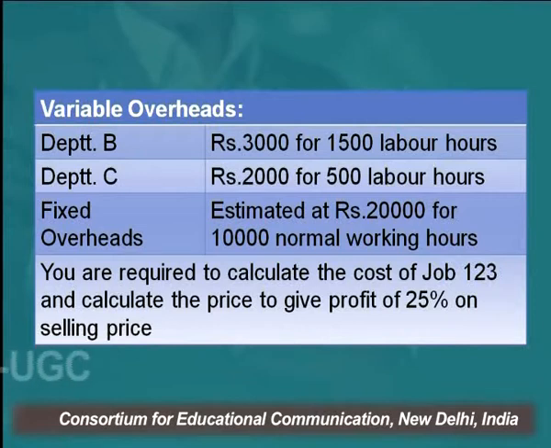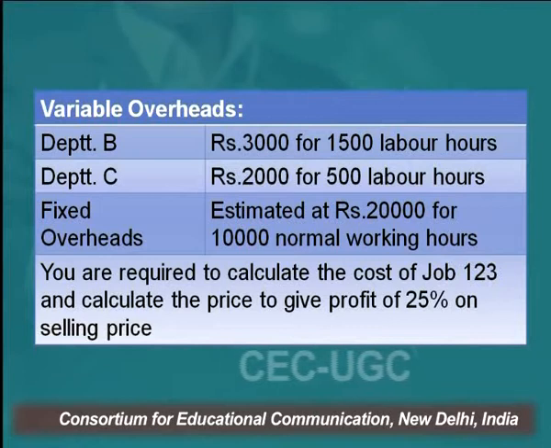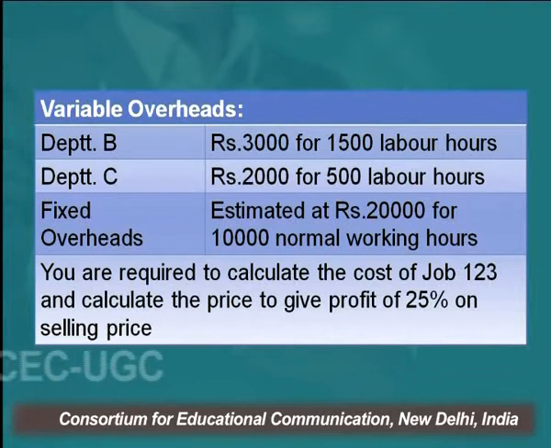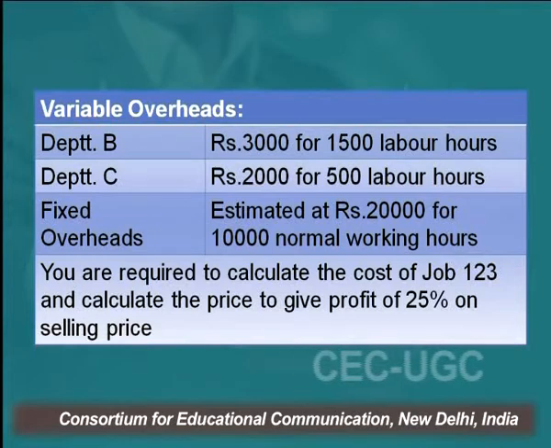On the basis of this, you are required to calculate the cost of this job. In our example, it is job number 123, and calculate the price to give a profit of 25% on selling price. Here you note that the selling price is not given. It only says that whatever price you quote, you must earn 25% profit on that selling price, right? So we'll have to find out what the selling price is, and then we'll calculate the profit figure.